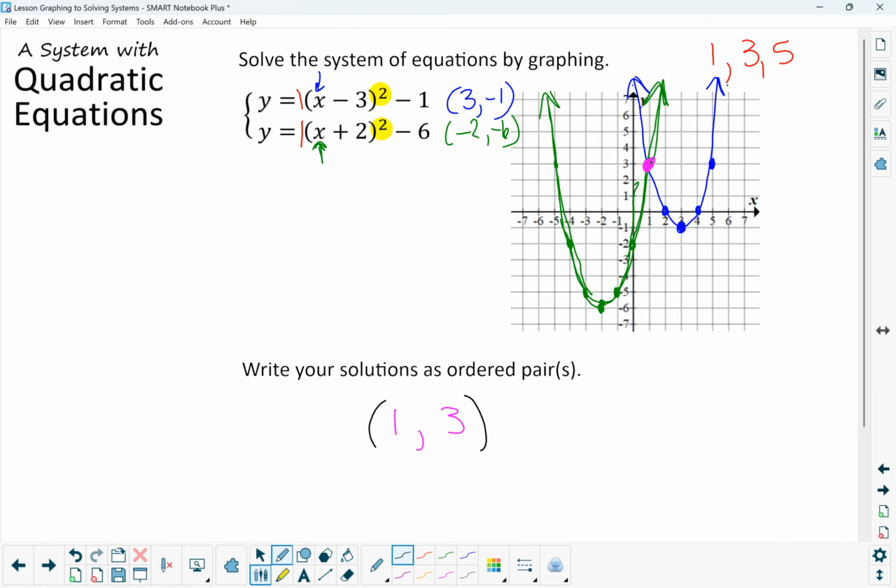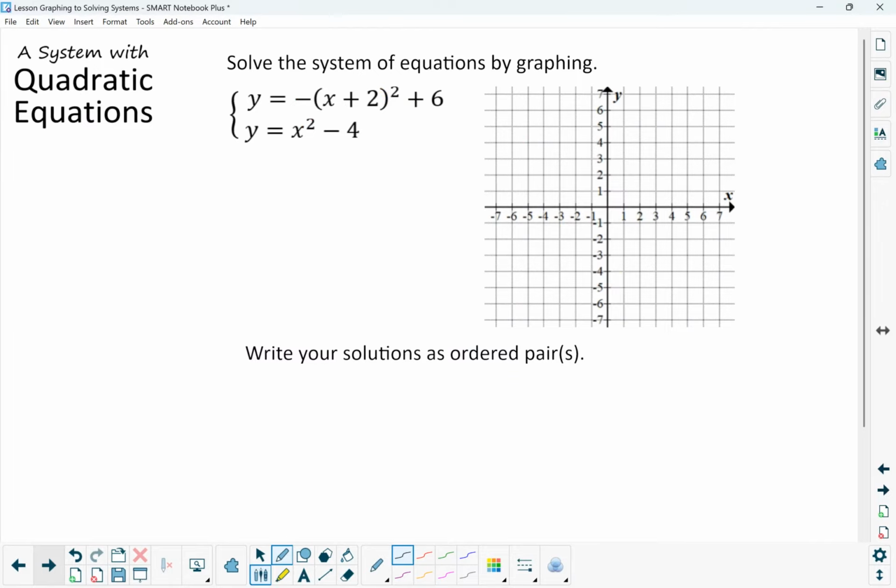Now this system is probably easier to solve by graphing than it would be algebraically. Sometimes there are systems where the easiest method would be graphing, and sometimes the easiest method is algebra. So, if it doesn't tell you a particular way that you're supposed to solve it, you could always just choose which one you think would be easier.